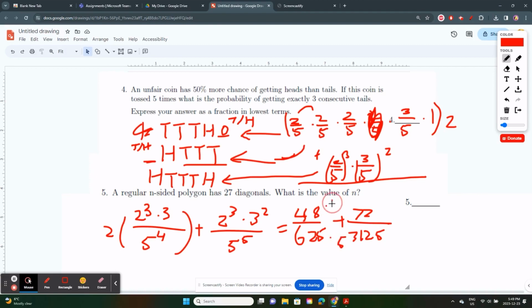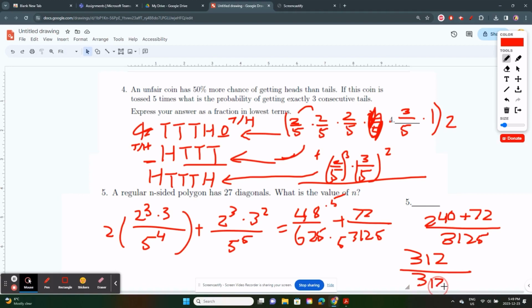Of course, we're going to multiply the top and the bottom by the same number, and that'll give us 48 times 5, 240, plus 72 over the same denominator, 3125, and that will give us 312 over 3125, which should be your answer for question number 4.